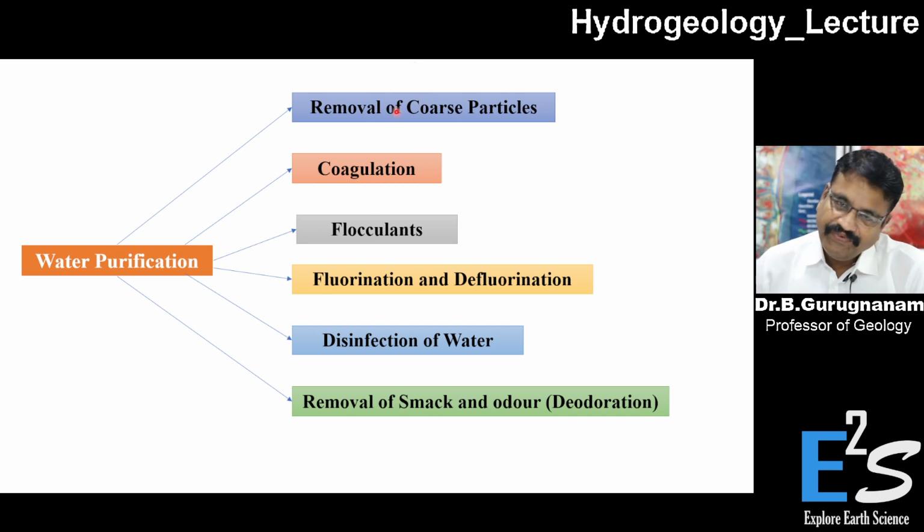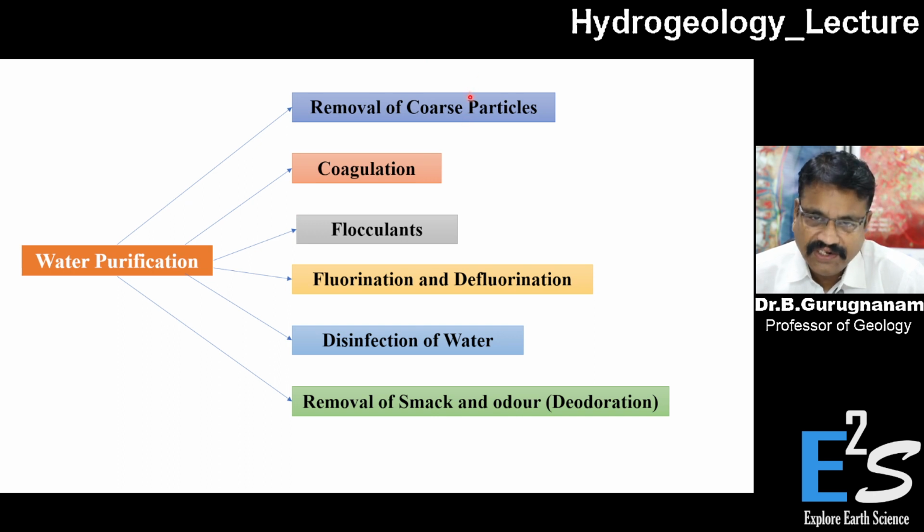In water purification, the process starts by removing coarse particles first, then coagulation by means of aeration, flocculation by adding chemicals, removal of fluoride, which is defluorination, removal of disinfected materials in the water, and removal of smell and taste in the water by the process of deodorization. So these are the various steps involved in the water purification system.